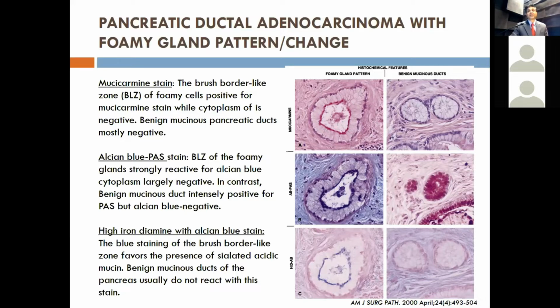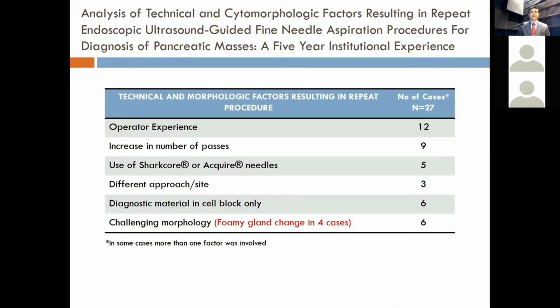Over here, if you look at it, the brush border-like zone of these glands shows strong positivity with mucicarmine stain, Alcian blue, PAS, and high iron diamine with Alcian blue, which signifies the presence of sialylated acid mucins, which have been shown to be the most predominant mucin types in pancreatic adenocarcinomas. We actually did a retrospective study to identify causes that lead to repeat FNA procedures.